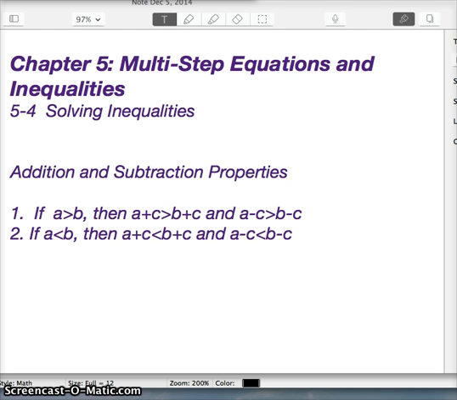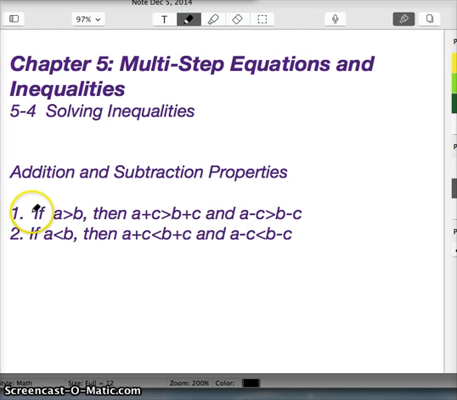The first, we're going to look at the addition and subtraction properties around inequalities. So I'd like us to take a look over here at this first one. If we have A greater than B, then A plus C is greater than B plus C, and A minus C is greater than B minus C. So let's think about what that means.